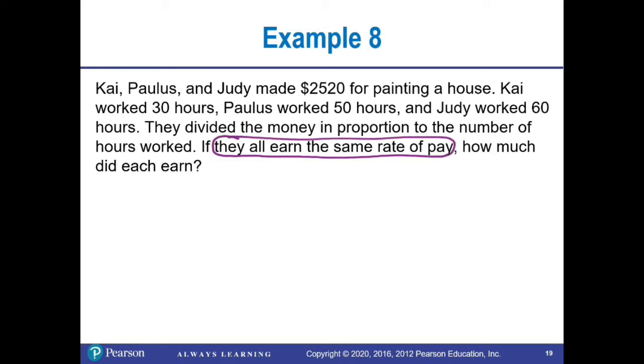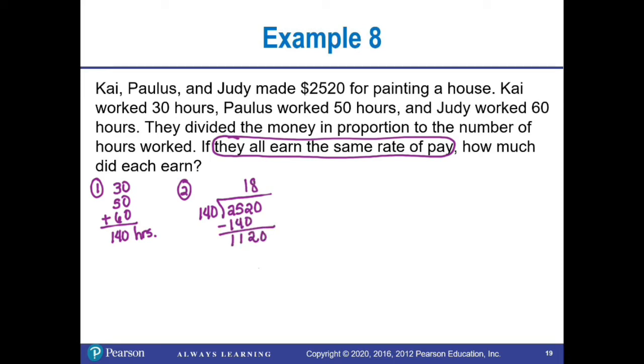So notice here, they all earned the same rate of pay. My first step is to figure out how many hours total they all worked. So I add 30, 50, and 60, which gives me 140 hours. Then I need to find the unit rate. So in other words, how much did they get paid for each hour? I divide 140, the total number of hours, into 2,520, the total pay. 140 goes into 2,520 18 times. So the rate of pay is $18 per hour.